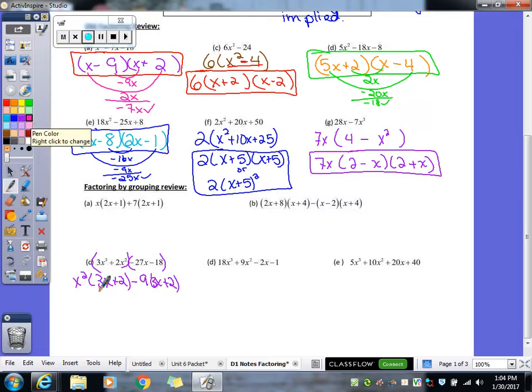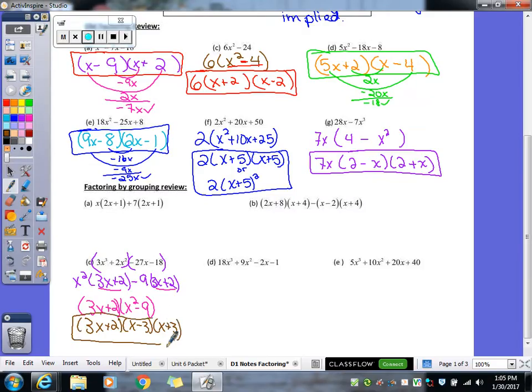Because the parentheses are the same, remember that's how we know we did it correctly. So now we're going to take the parentheses, write it out in front. And then in another parentheses you write what's left, which would be our x squared minus 9. So 3x plus 2 times x squared minus 9. Can we factor x squared minus 9 again? Yes. So it would be x minus 3 times x plus 3. So we have 3 sets of parentheses in our final answer for that one.